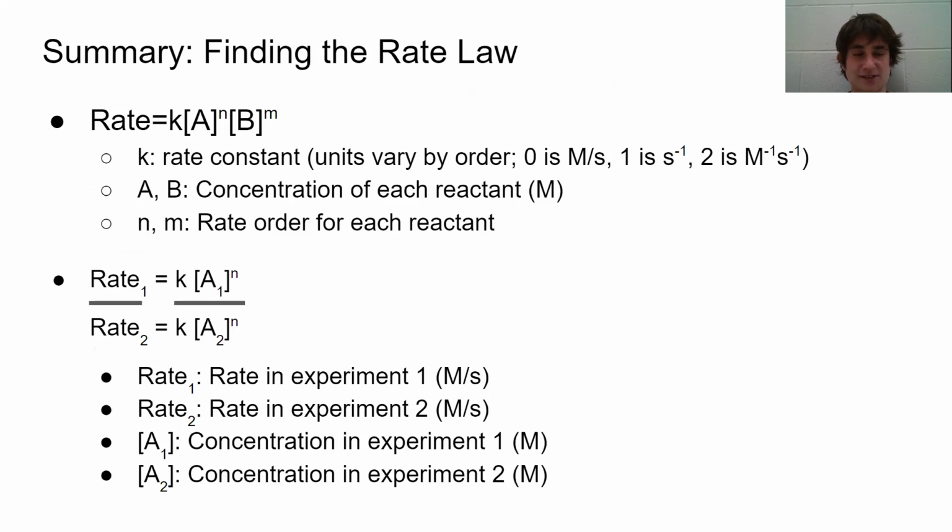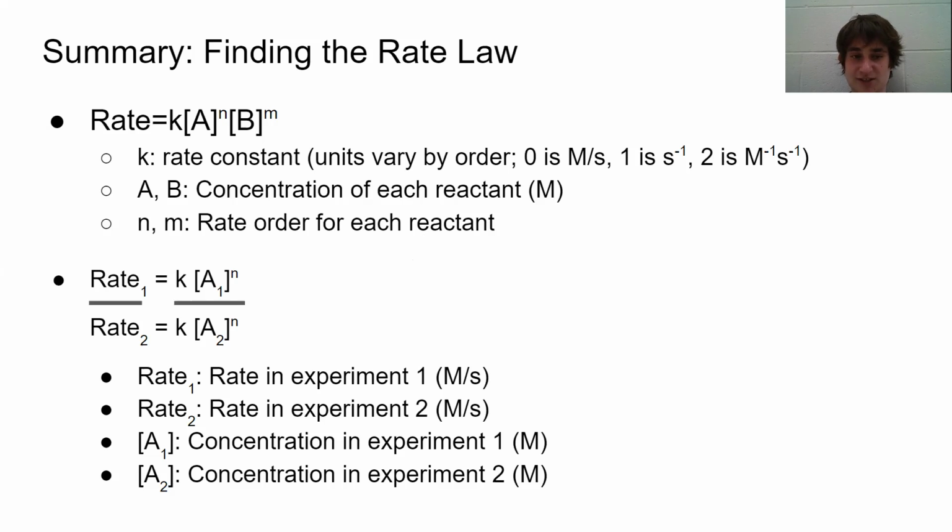All right, so let's go through this summary. We have rate equals K times A, which is the concentration to the N rate order, times B, the concentration to the rate order M. K is the rate constant, which has units that vary by order. And then we're going to find those rate orders by using this equation here: rate 1 over rate 2 is equal to K times A sub 1 to the N over K times A sub 2 to the N.